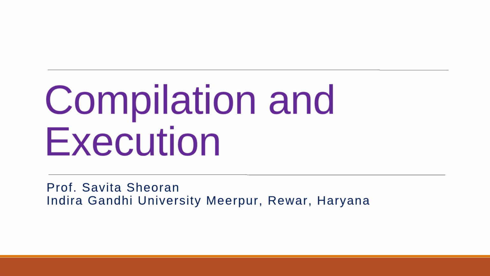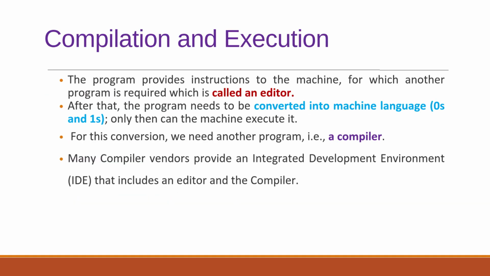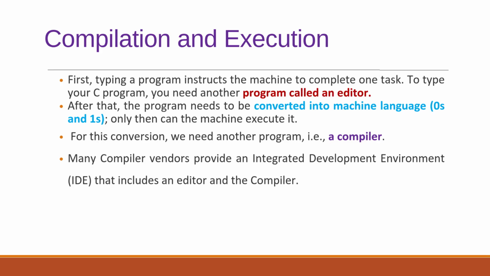Hello everyone, today, let's discuss the compilation and execution process of a C program. The program provides instructions to the machine, for which another program, called the editor, is required, where we write these instructions. These instructions need to be converted into machine language, zeros and ones, only then machine can execute it. For this conversion, we need another program, which is called compiler.